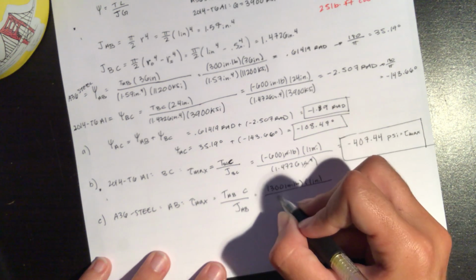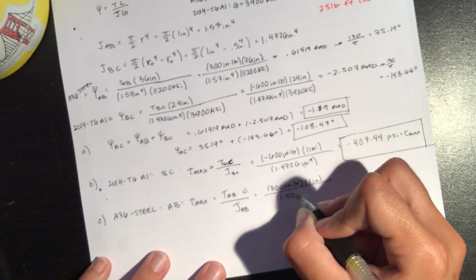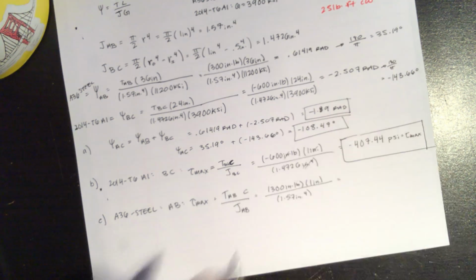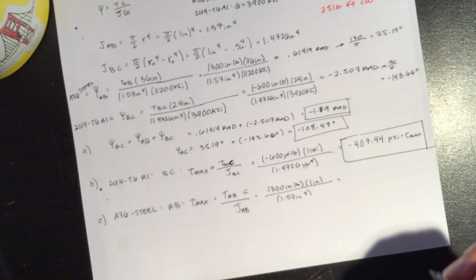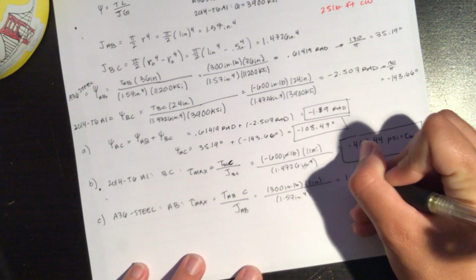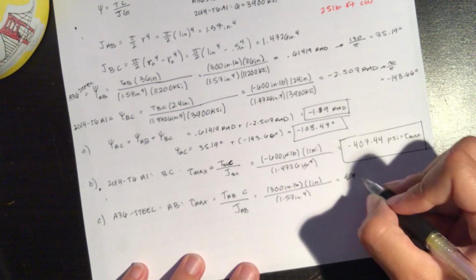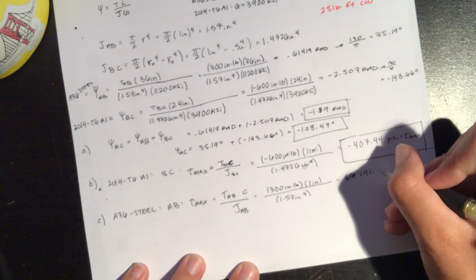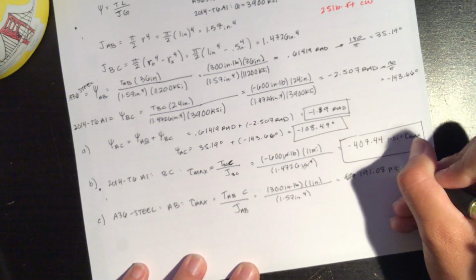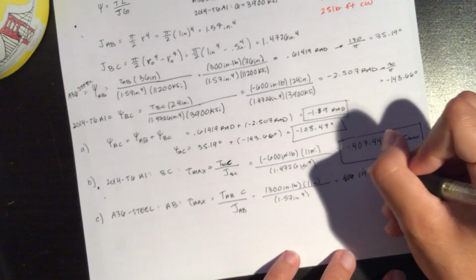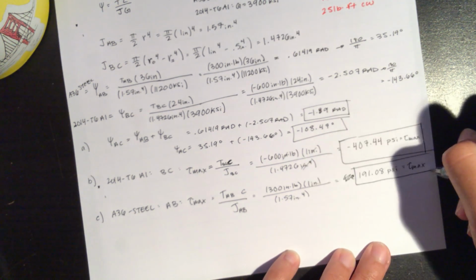which is 1.57 inches to the fourth. We calculate this, and we get 191.08 psi, and that's our T max for our steel.